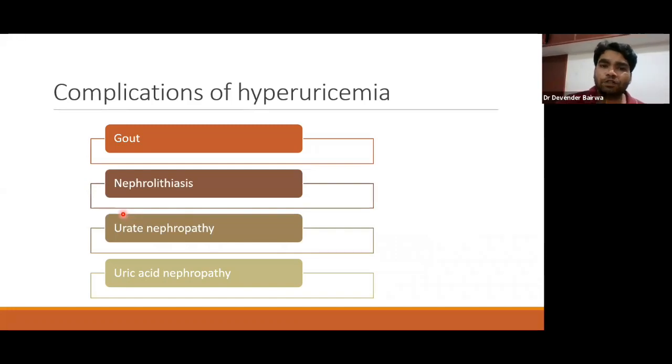So, what are the complications of hyperuricemia? There can be formation of gout, nephrolithiasis, nephropathy, and uric acid nephropathy. So all these four things can be seen at different times in patients with hyperuricemia.